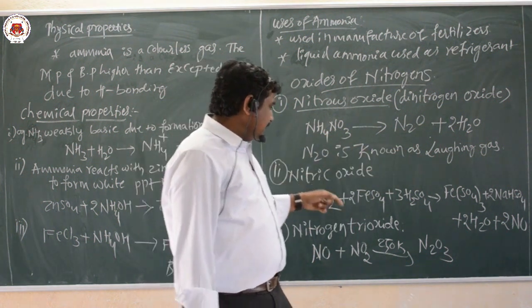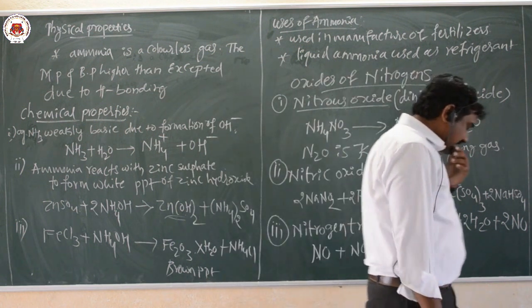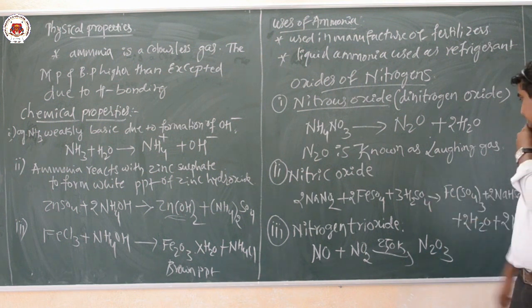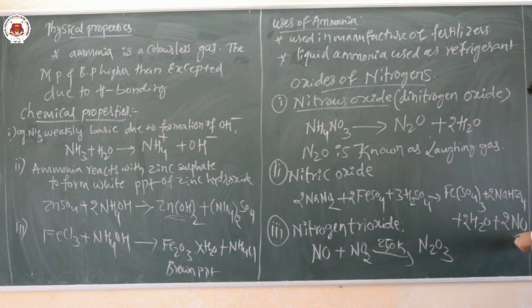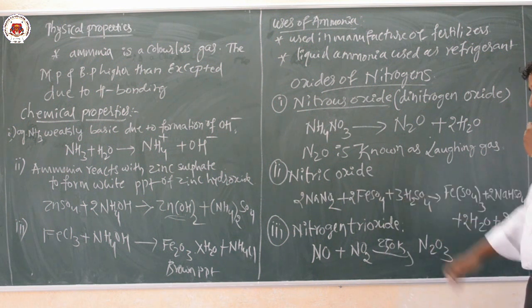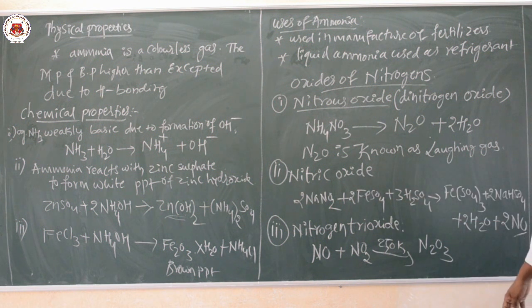The next one is nitric oxide. Sodium nitrite reacts with ferrous sulfate and sulfuric acid. So NaNO2, sodium nitrite, reacts with FeSO4 in the presence of H2SO4, and there is a formation of ferric sulfate, sodium hydrogen sulfate, water, and nitric oxide. Nitrous oxide means N2O, whereas nitric oxide means NO.